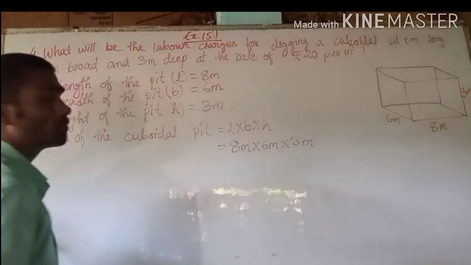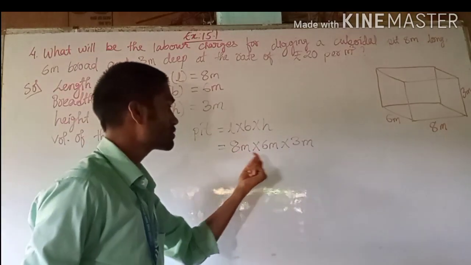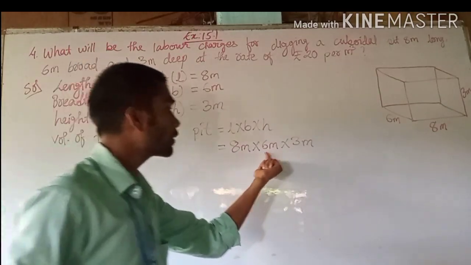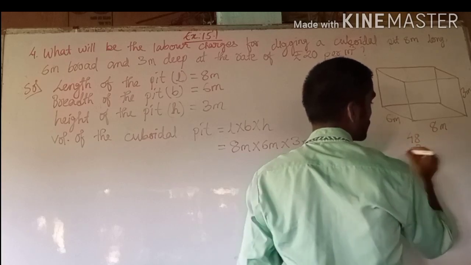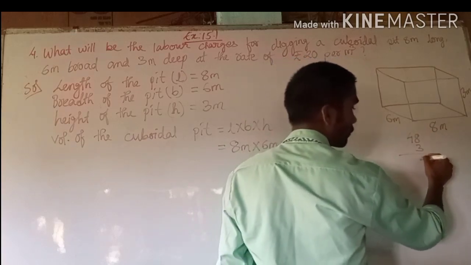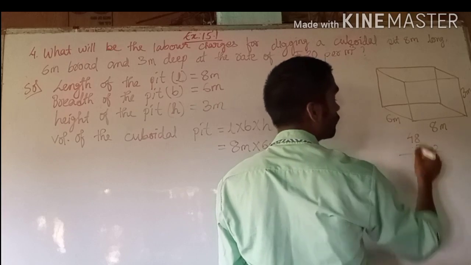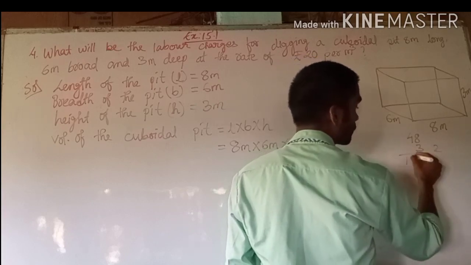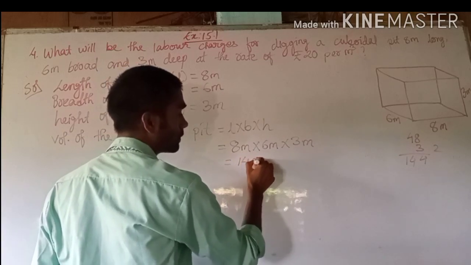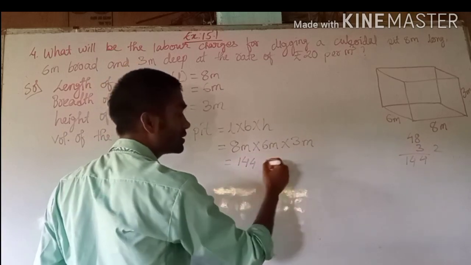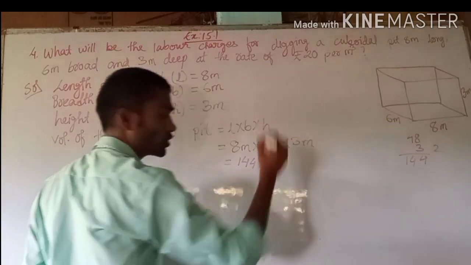So now we will multiply it. 8 into 6 is 48. 48 into 3. 8 threes are 24, 2 in hand. 3 fours are 12, plus 2, 14. So we got here 144. Meter into meter into meter is meter cube.